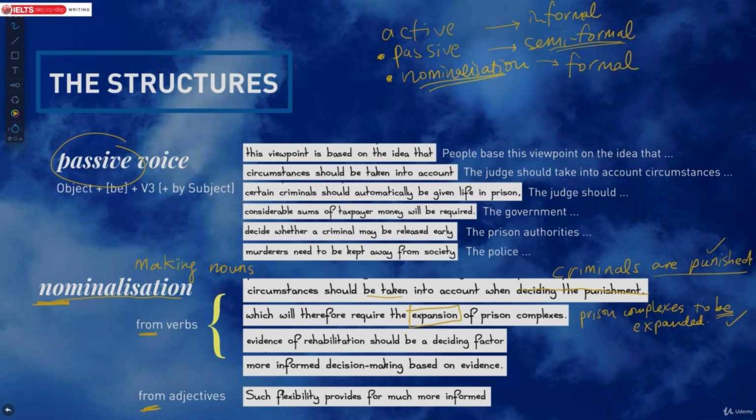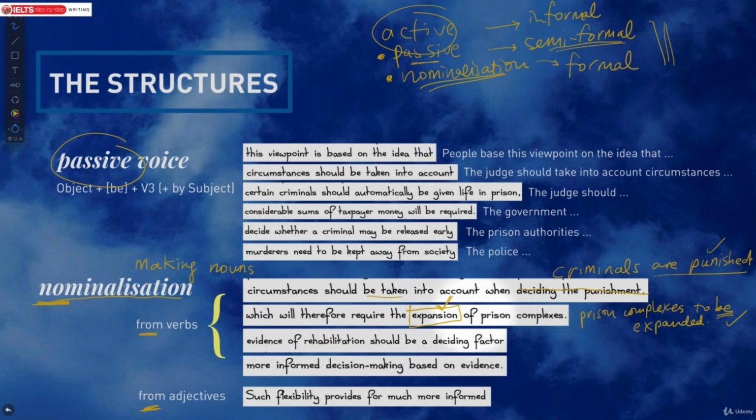You don't want to use nominalization all the time. You don't want to use passive all the time. It's a nice mixture between the two. Okay, which is fine here. But we're certainly trying to avoid the use of active. It would sound strange to say, it would therefore require builders, workmen, laborers to expand prison complexes. Why on earth do I need to mention a builder or a bricklayer or somebody that makes buildings? It would sound strange, so that's why we use the passive voice, but obviously even better, nominalization.